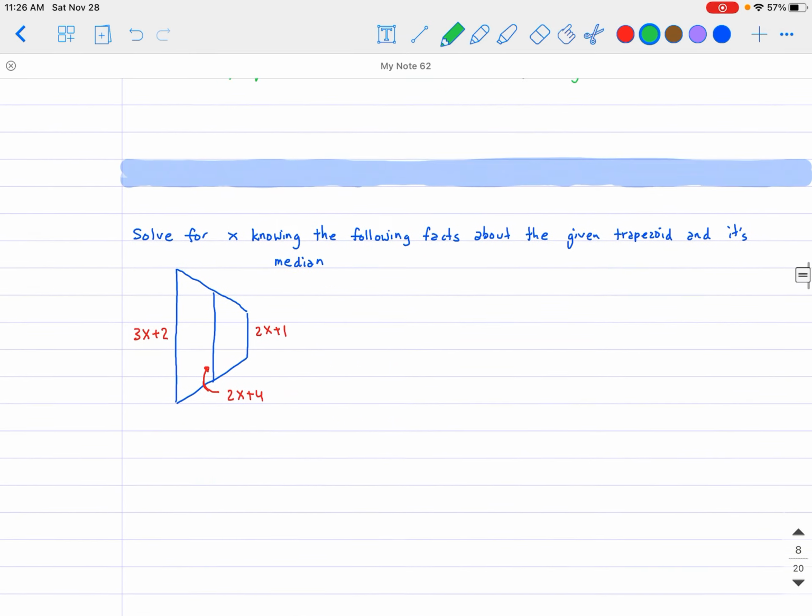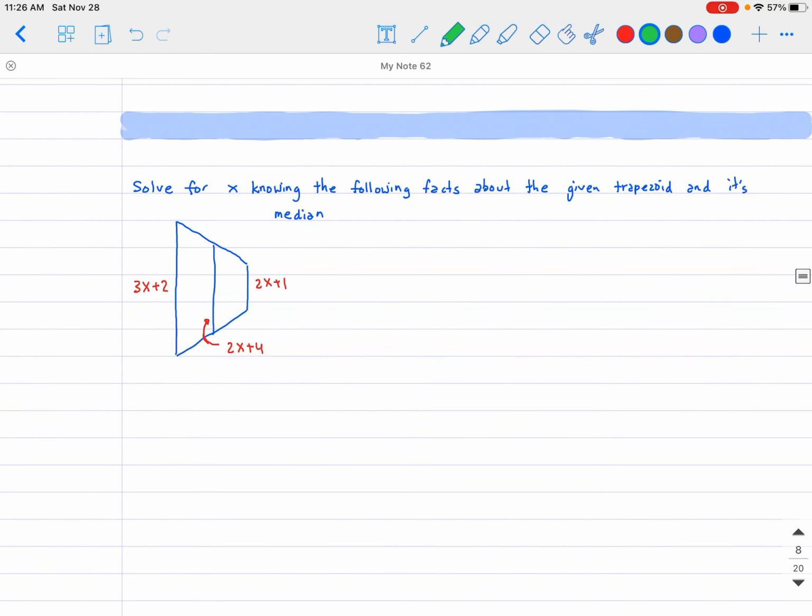All right, now let's go ahead and look at the last one right here, which is going to be a little bit easier. I want you to do a little bit of algebra, right? I want you to solve for X knowing the following facts about the given trapezoid and its median. So here we have on display a trapezoid, and then we also have the median over there. So that's what's going to be our assumption.